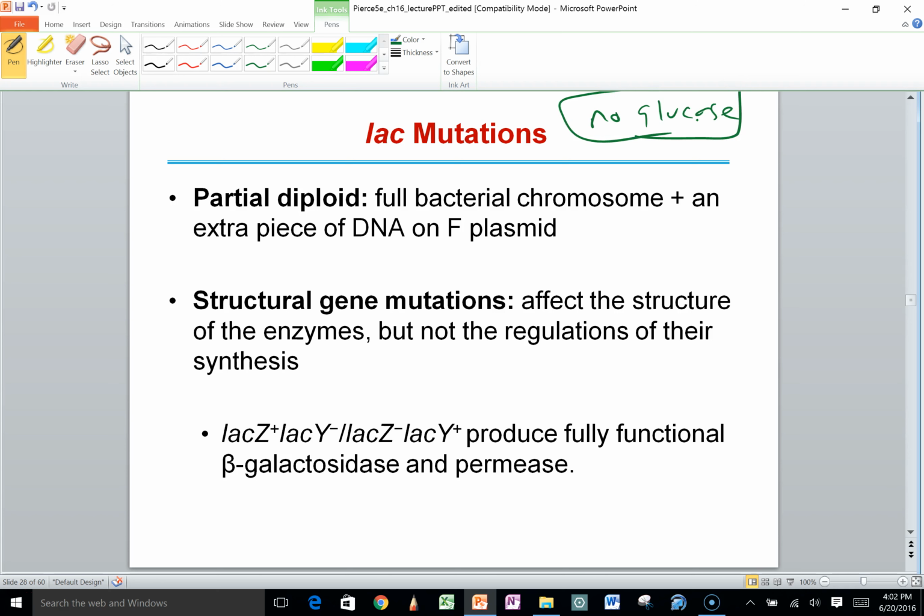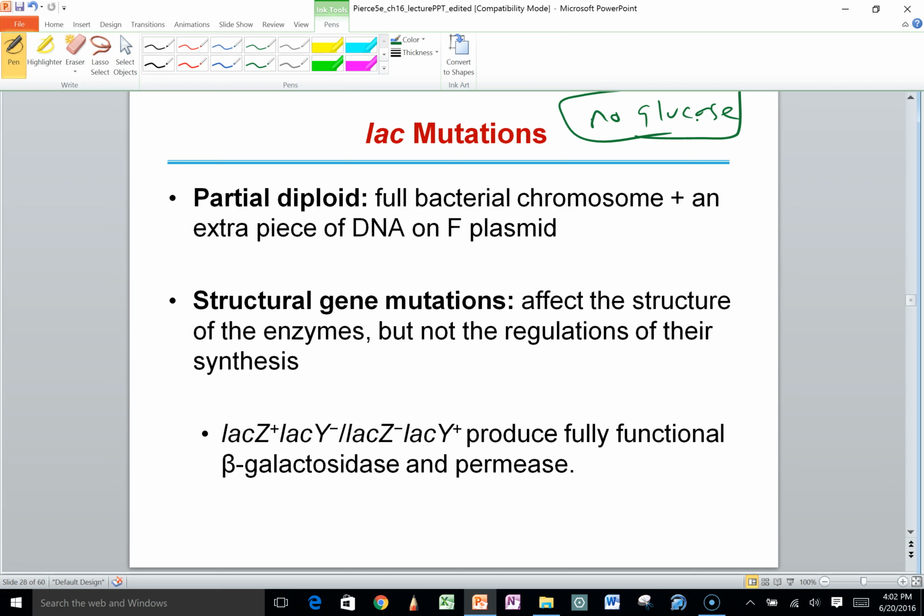And then we're going to look at some of these mutations that Jacob and Monod used to figure out all this stuff. So everything that we just talked about was figured out by these two guys back in the 40s, before they even knew about DNA or genes or anything. They basically just used mutations and figured out this whole system.